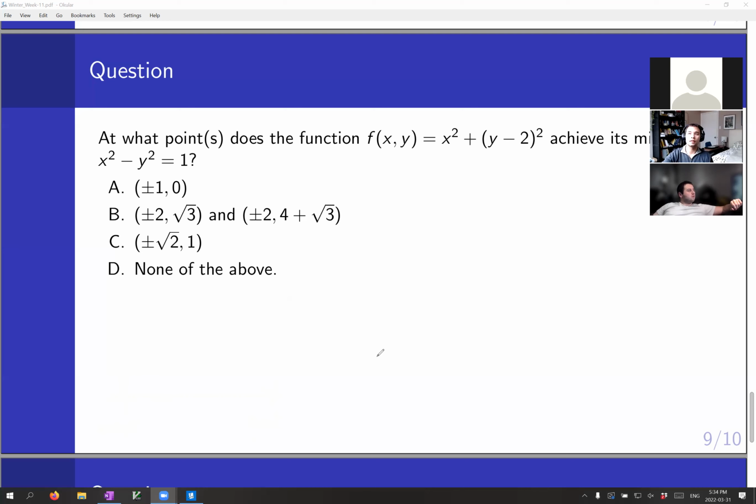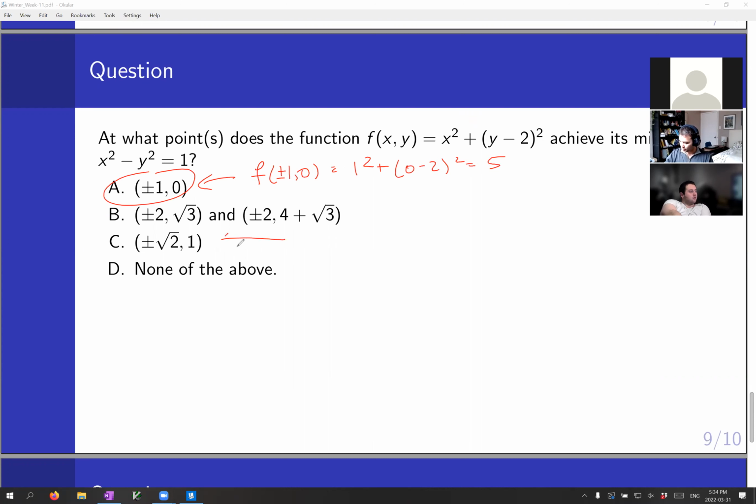All right, okay, let's take a look at this. And so the class split looks like between A and C. So immediately, if we just had to determine whether A or C was better, let's just try plugging A into our function, right? So if we plug plus or minus 1, 0 into my function f here, what would I get? So I get f of plus or minus 1, 0. That's going to be 1 squared plus 0 minus 2 squared. So that is what, 5?